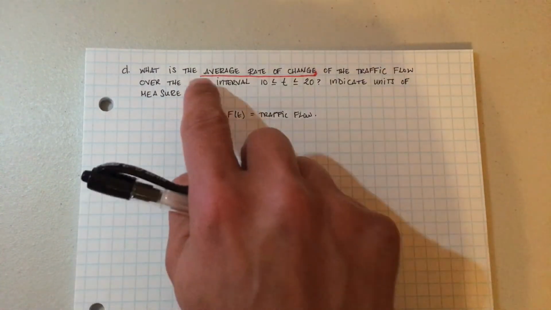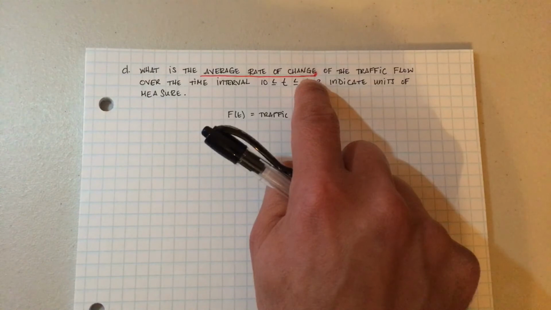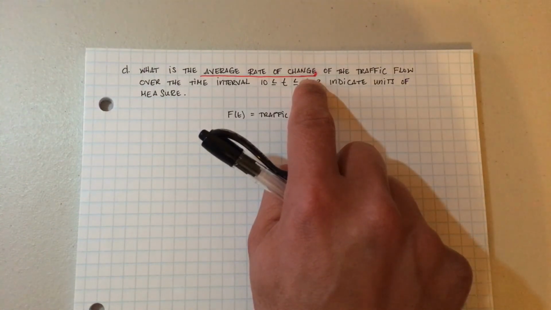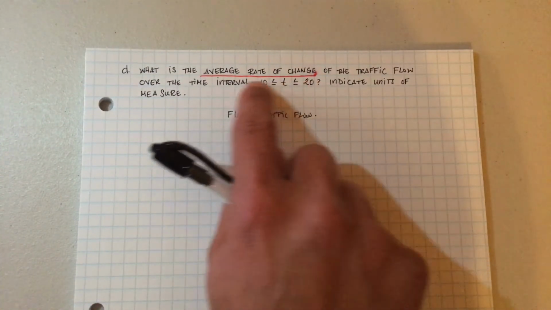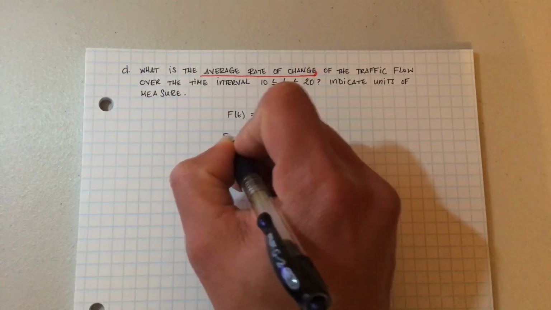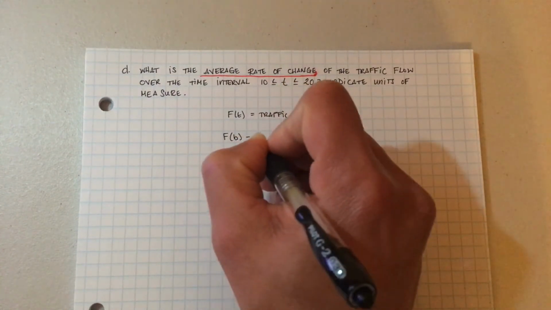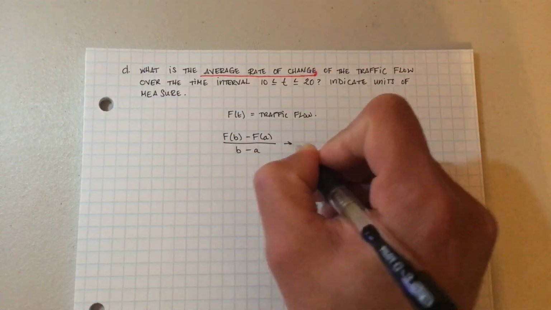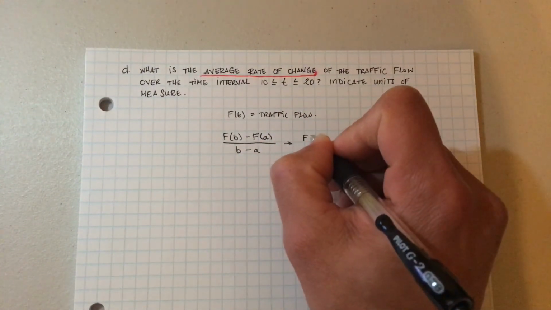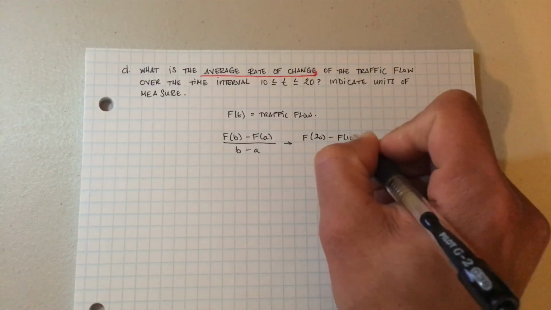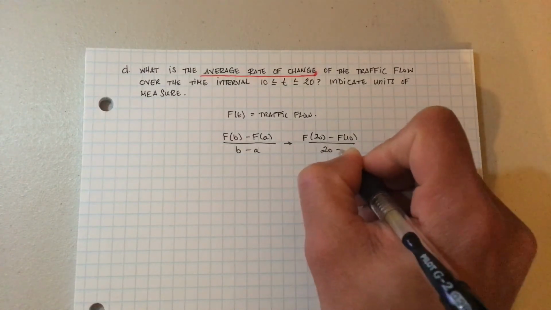Now remember, average rate of change. The other one was the average traffic flow coming through that intersection, so we used the mean value theorem for integrals. Well, how do you find the average rate of change? Go back to algebra 1. You're going to do f of b minus f of a all over b minus a. That's going to give you f of 20 minus f of 10 all over 20 minus 10.